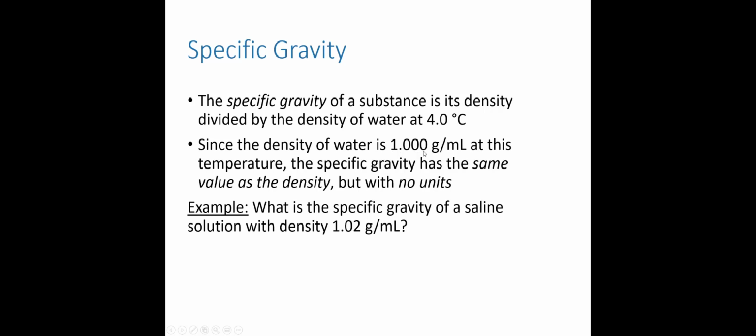And you're going, well, okay, if you're dividing by 1, you're not changing anything. Not quite true. You're dividing by 1.000 grams per milliliter. So when you divide density by this, the units cancel, and so that simply leaves us the exact same value as the density, but with no units. That's all we do. We essentially strip the units from the value. So if we want to know the specific gravity of a saline, that's a saltwater solution, with density 1.02 grams over milliliters, it is simply going to be 1.02 with no units.